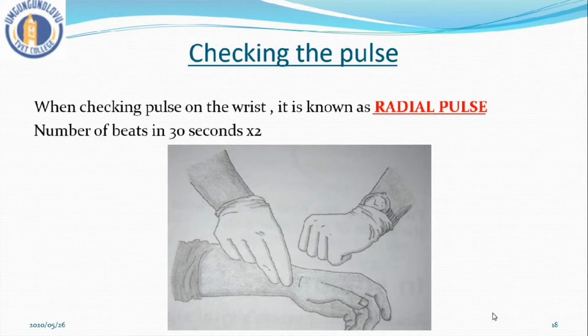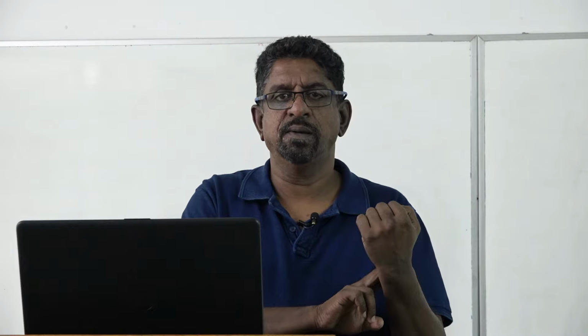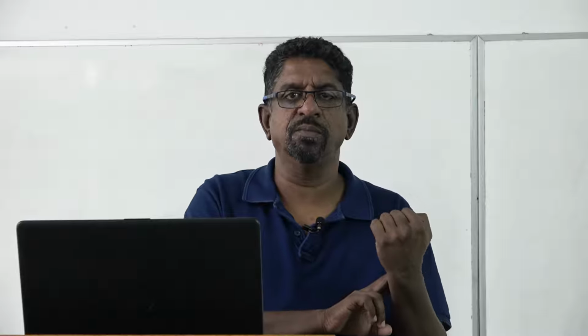Checking the pulse. When checking the pulse on the wrist, it is known as the radial pulse. So when you're checking somebody's pulse on the wrist, it's here in line with the thumb, and that's where your pulse is, known as the radial pulse. How to check the pulse? Well, you count in a minute how many beats there are, and that will give you an indication of whether the pulse is correct or incorrect. I will explain further about how many beats there should be for each age group.